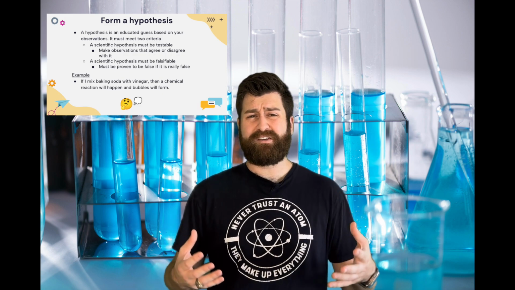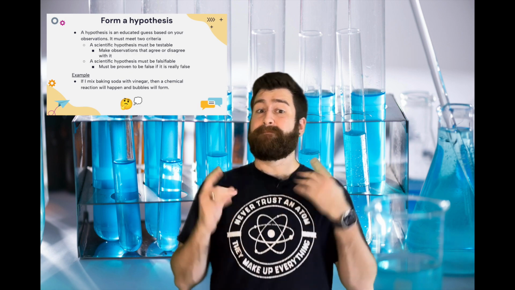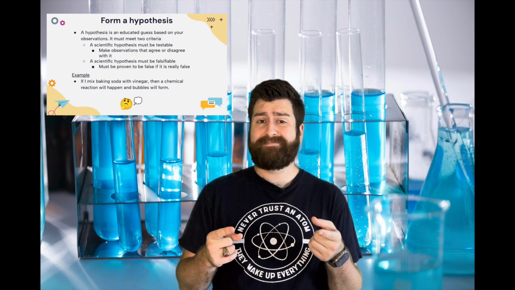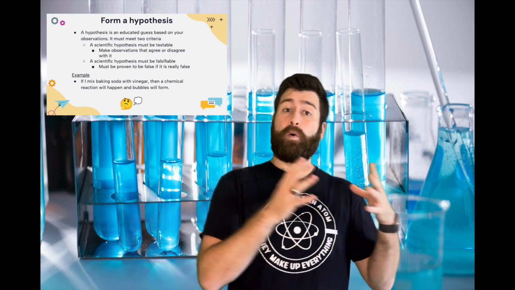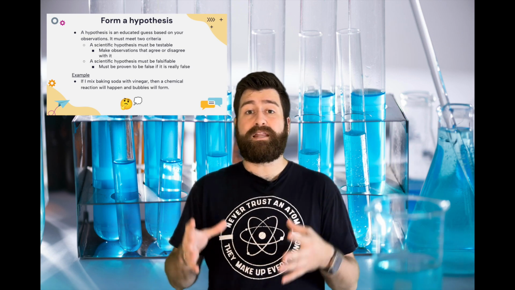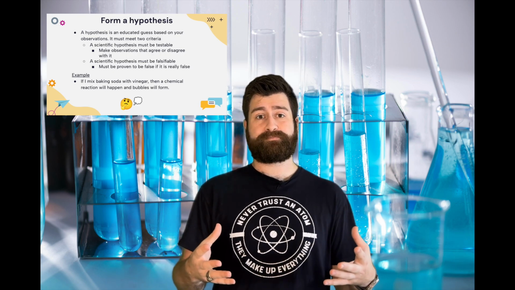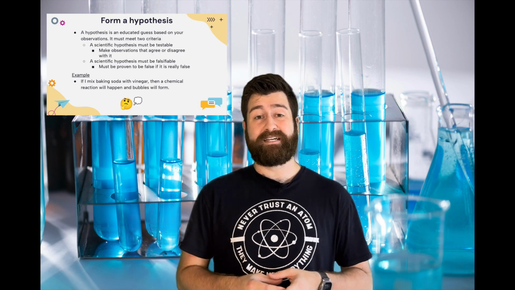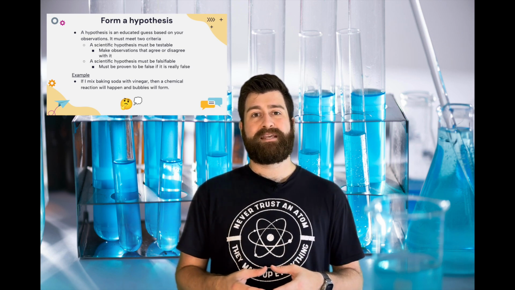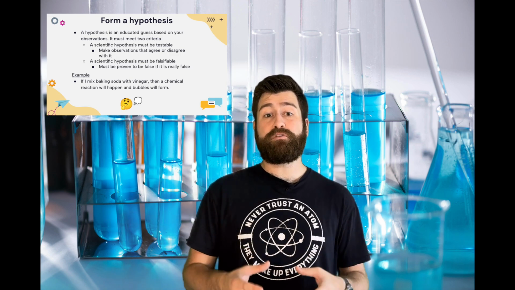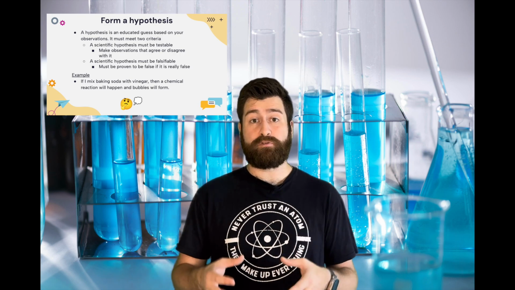Now, when I say that, do I mean that the observation has to verbally tell you if it agrees or disagrees? No. All that means is that the observation supports your claim or shows that your claim might not be true. The second criteria is that a scientific hypothesis must be falsifiable. This means that it must be proven to be false if it is truly false.